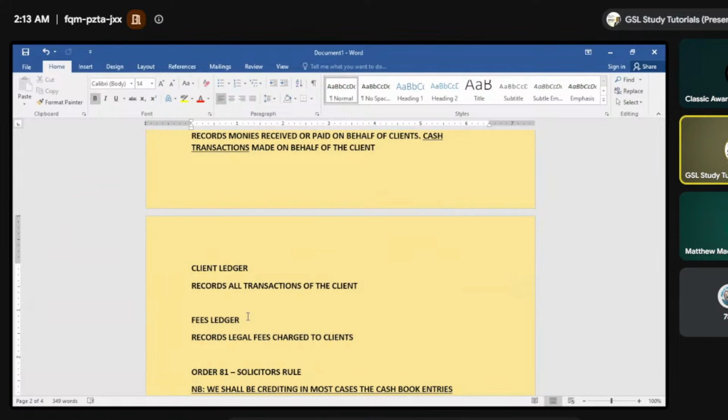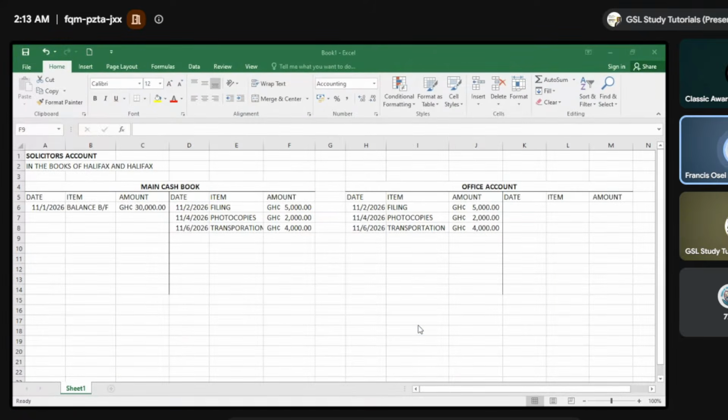Okay, great. Good. So how will we treat November 13th? Who has an idea? So you credit client cash book and you debit client ledger. No, the other way around. Okay.